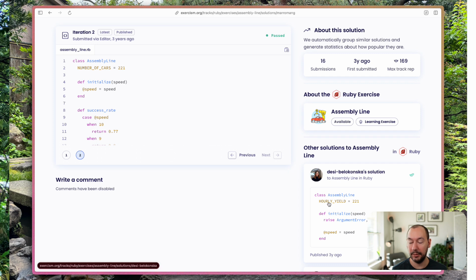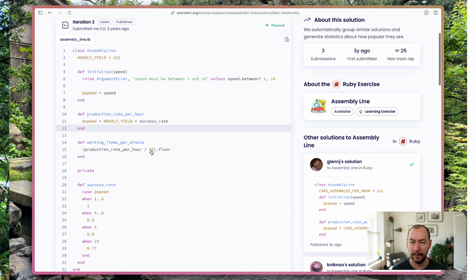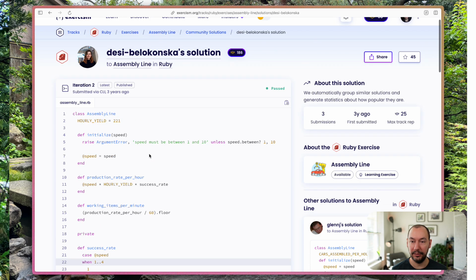I like that variable name, hourly yield. Number of cars. What do we do? Cars per hour? Hourly yield I kind of like. Let's look at this solution. So one thing I want to point out is here they have some control over making sure that a speed between 1 and 10 is given. So that's a way to do that. Yeah, so they still have that 60 though. It's interesting.